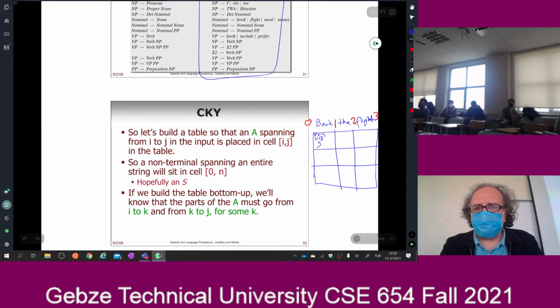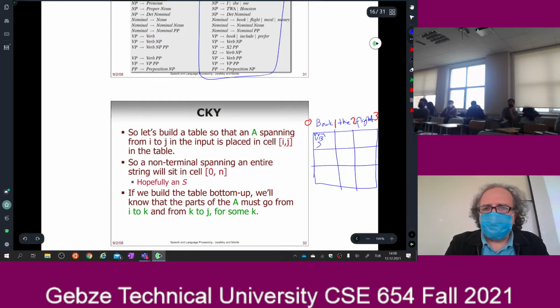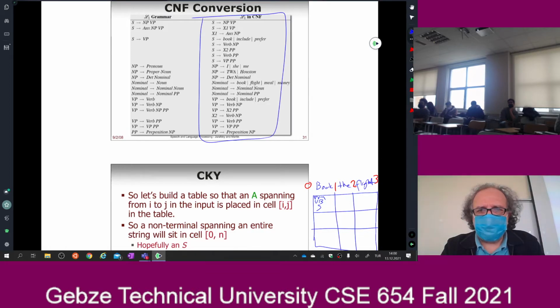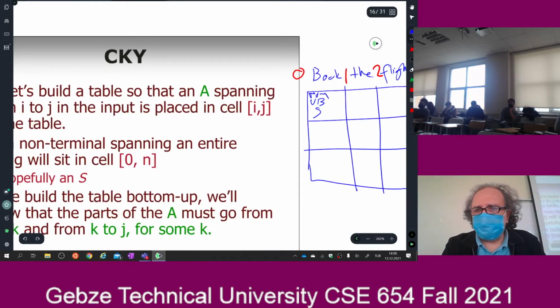So how about this 1 to 2? For 1 to 2 there is "the." For "the", which one do I have? I think I have determiner. Other than that, do you guys see anything? I think we don't see all the rules in here, right? So let me put this determiner here.